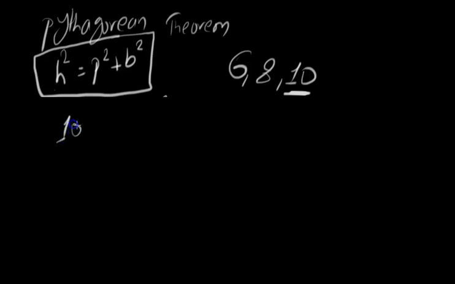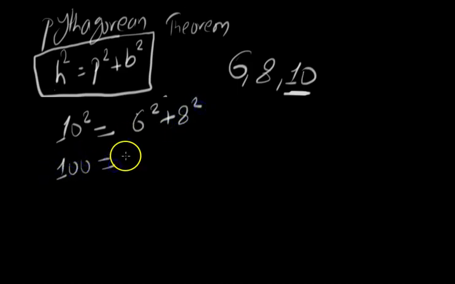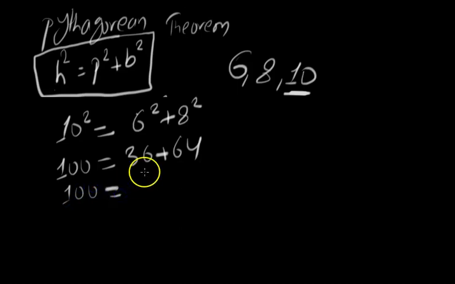So h square here will be 10 square, equal to 6 square plus 8 square. It doesn't matter whether you put 6 as P or B, or 8 as B or P. So 10 square is 100, and 6 square is 36 and 8 square is 64. 36 plus 64 is 100, so 100 equals 100, which is true. So it's a right angle triangle.